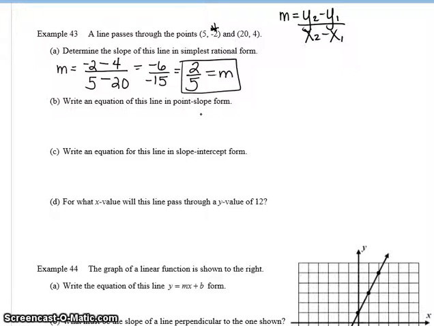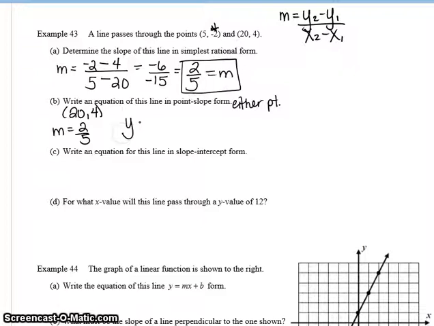Part B. Write the equation of a line in point slope form. Okay, so for point slope form, you need a point. So pick either point. You could use either point. So either make the choice to use (5, -2) or (20, 4). I'm going to make the choice to use (20, 4) just because I like all positives, but you'll still get the same result if you were to use the other one as well. All right, and then I have to use that the slope is 2/5. So ready?